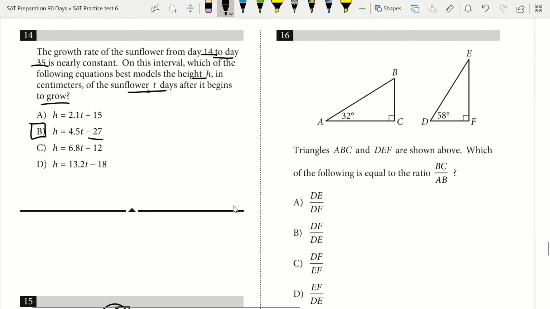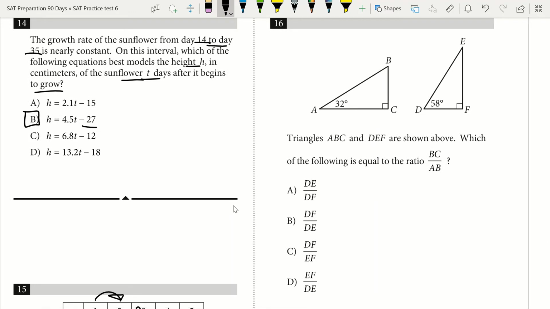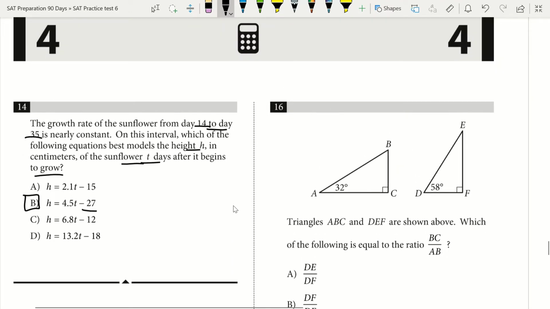I've got two triangles. Which of the following is equal to the ratio BC over AB? Okay, I know that these are going to be similar triangles because if this is a 90 right here, then that 32 has to combine with a 58-degree angle to get that 90. Same thing over here, we're going to have a 32-degree angle. Okay, so at this point I'm asked for BC over AB. What's equivalent to that? Well, I see BC is my 58 to my 90, so I find my 58 to my 90 over here. That's going to be DF.